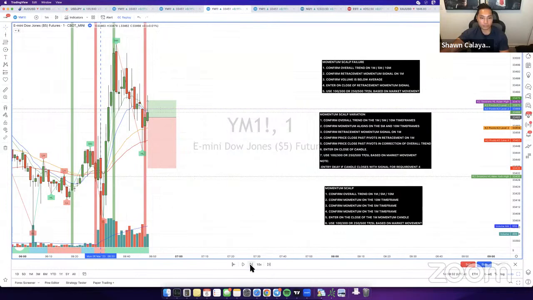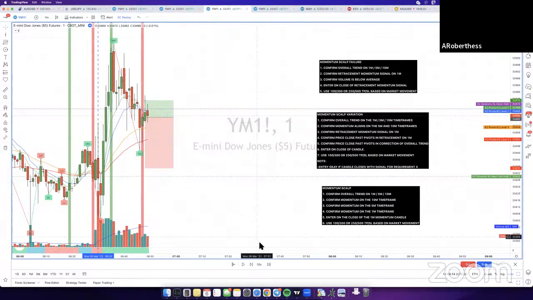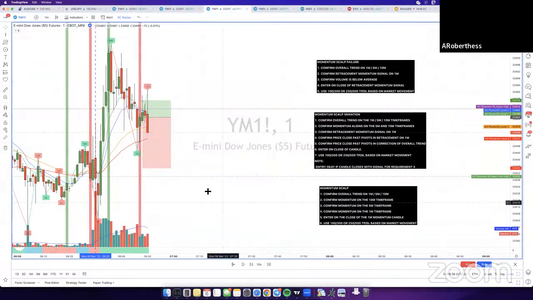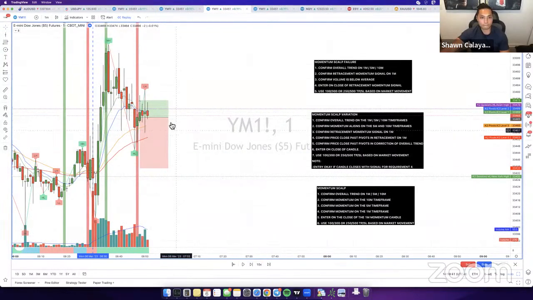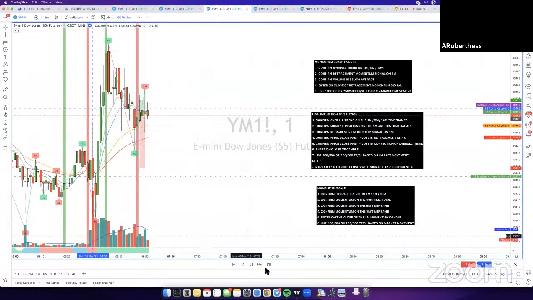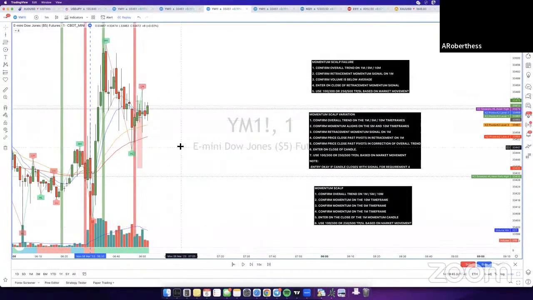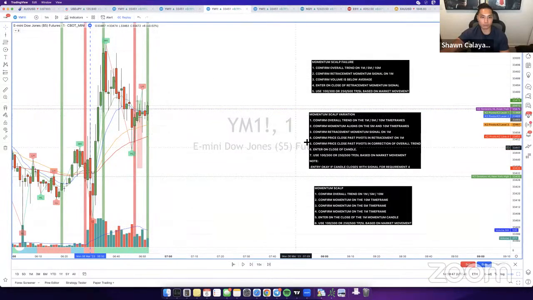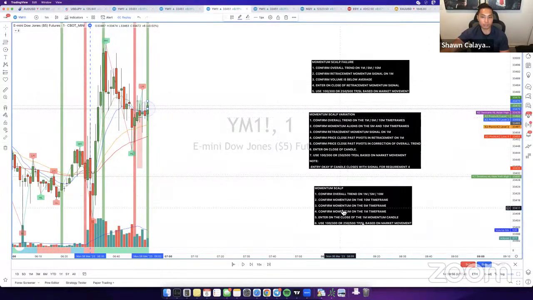The next entry that came up here would be the momentum scalp variation, which came up. Just make that smaller. Okay, so this one right here was a momentum scalp variation. Again, right here was right at the sessions, right? So I wouldn't have taken that trade, obviously. This right here would double up as both the momentum scalp variation and a momentum scalp.